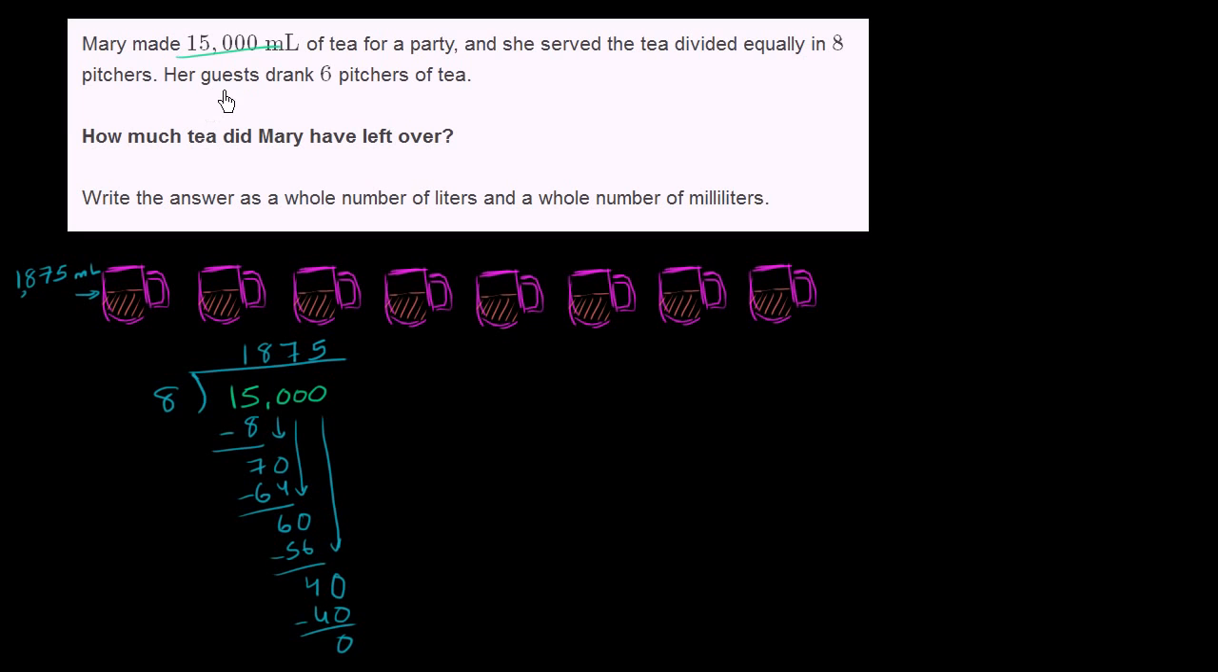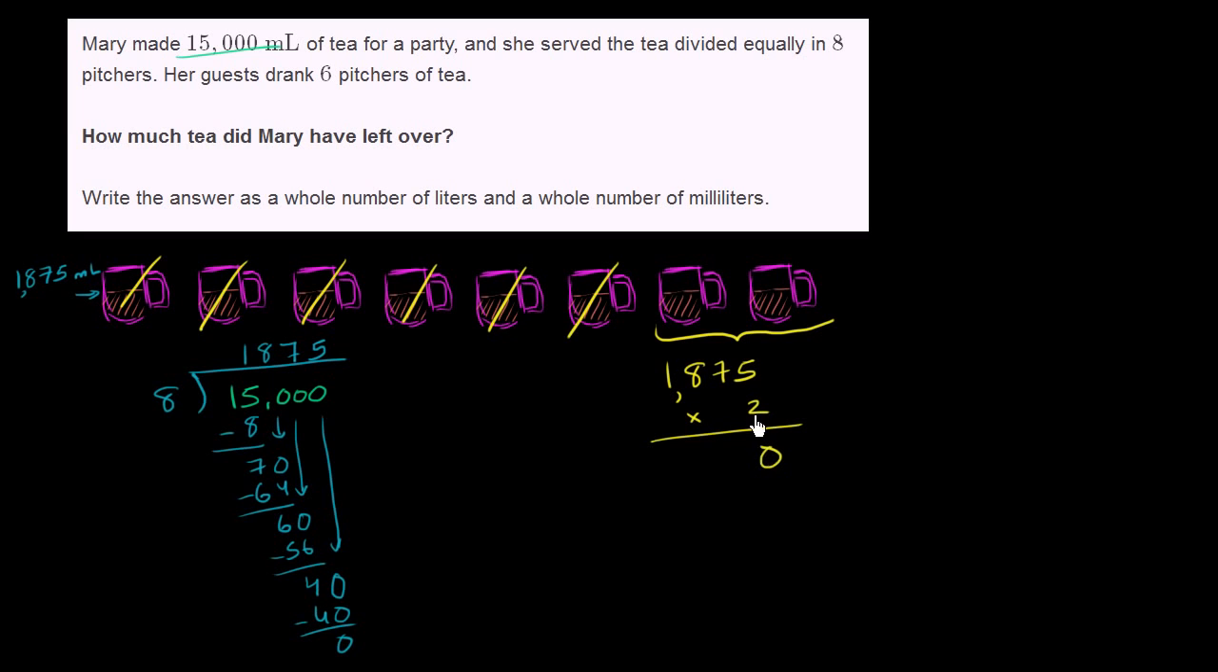They tell us that her guests drank 6 pitchers of tea, and how much tea did Mary have left over? So the guests drank 1, 2, 3, 4, 5, 6, leaving 2 pitchers left. How much total tea is going to be in that? Well, it's going to be 2 times 1,875 milliliters. Let's figure out what that is.